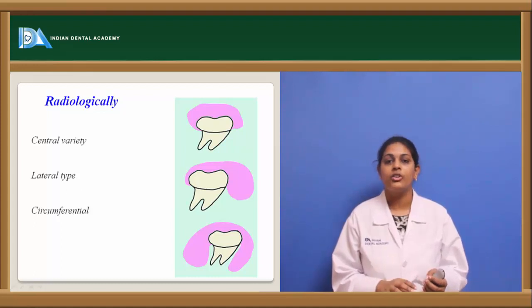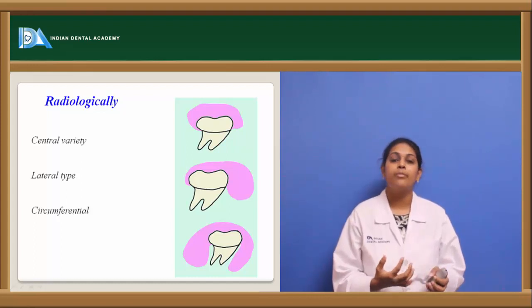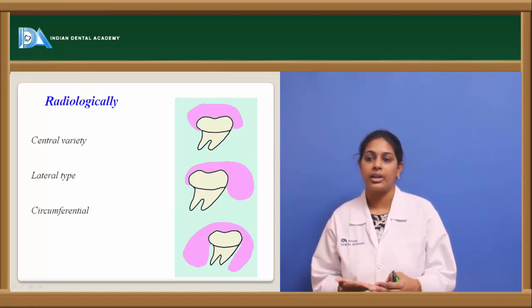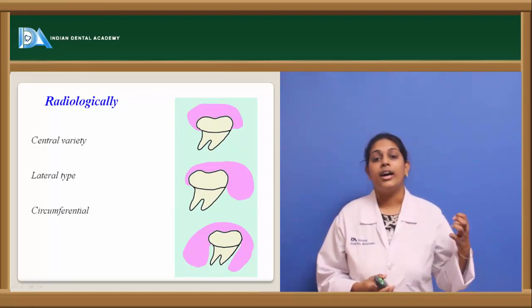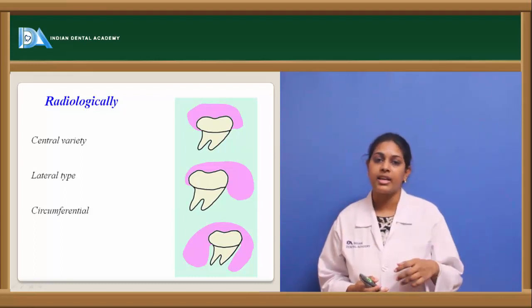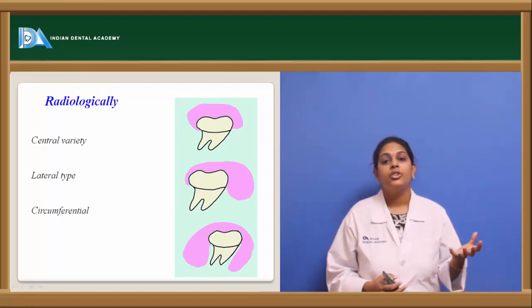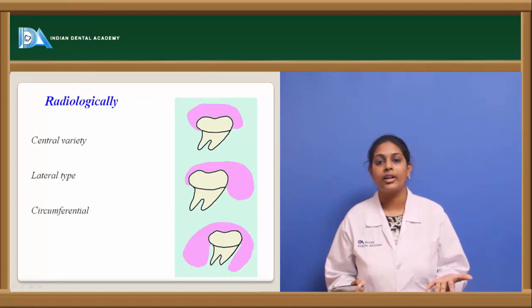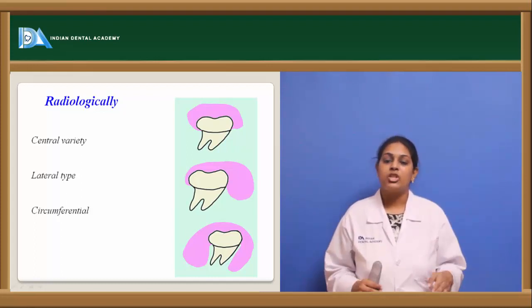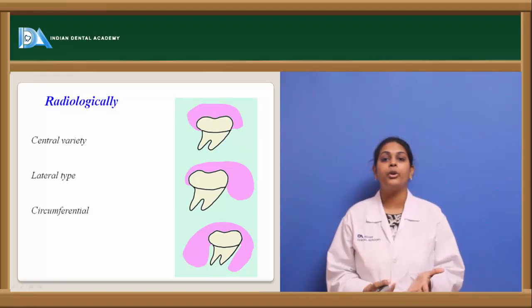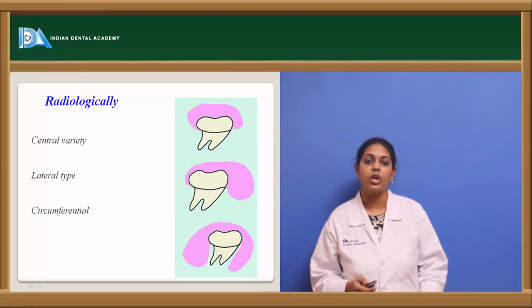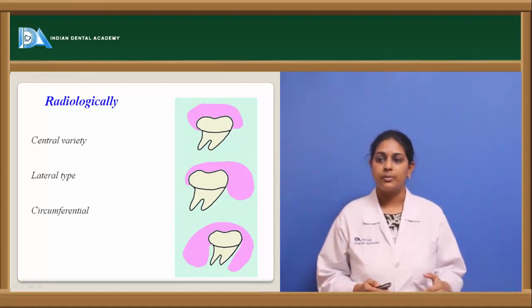Because of the pressure of the cystic fluid, or otherwise because of the eruptive forces, this cyst might be pushed to one edge of the tooth, and at that time it is known as the lateral variety. Because of the eruptive forces, the masticatory forces, and even the shedding forces of the deciduous teeth, this might also result in a circumferential variety, that is, the cyst or the expansion completely enveloping the unerupted tooth. It is known as the circumferential variety. So these are the radiological features which can be appreciated with a dentigerous cyst.